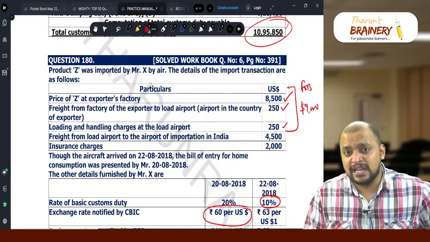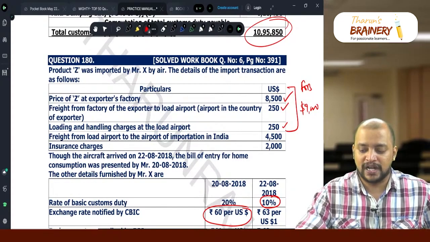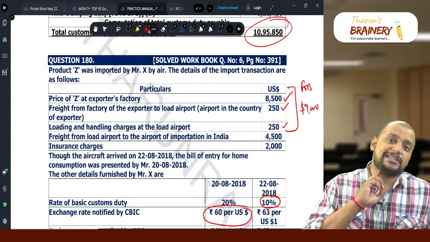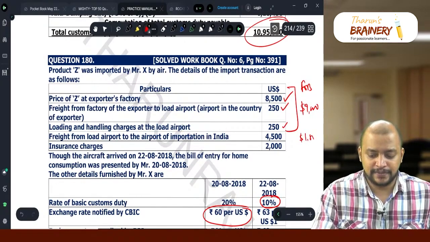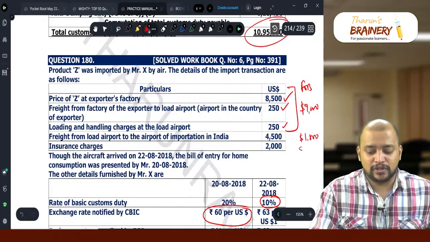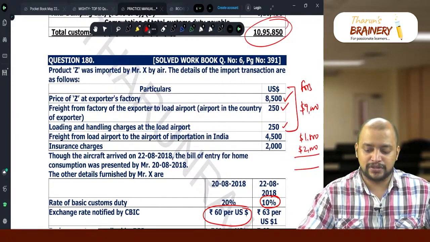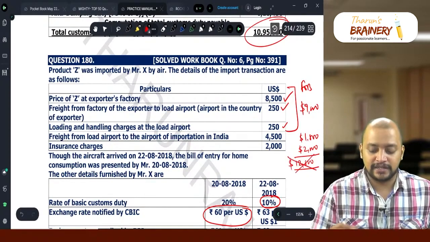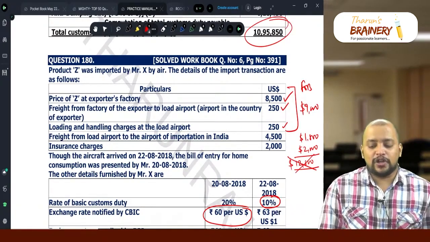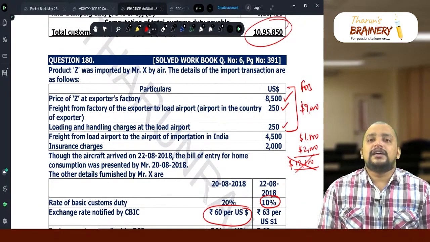Airways freight should be taken as actual or 20% of FOB, whichever is lower. So 9,000 into 20%, 1,800. 1,800 or 4,500, whichever is lower, we will take $1,800. Then insurance charges, actual ascertainable, we take actual 2,000. So the assessable value will be 9,000 plus 1,800 plus 2,000, $12,800. That is the wrong answer. We should not take 12,800 as the CIF value or assessable value.